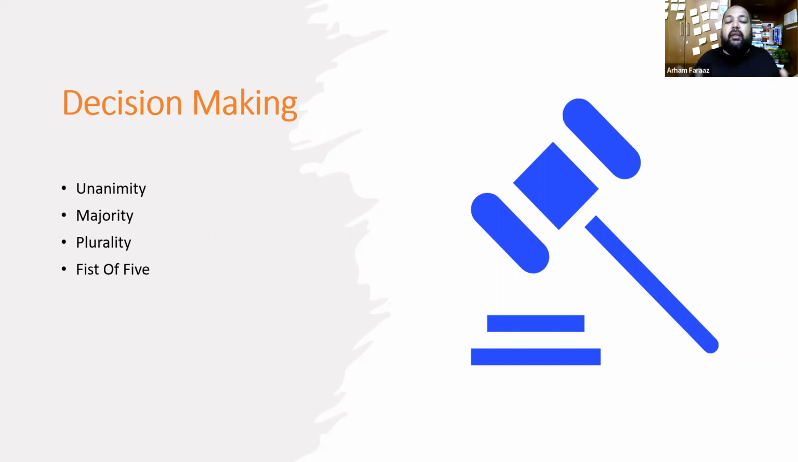So that's the plurality. And then there's the fist of five. Fist of five says that when you're going to do a kind of voting, you open the fist and say five, which means 100%. If the fist is closed, it's like no, I'm against this. So five being 100%, closed fist being no. So say two fingers means I'm like 40% leaning towards what you're saying, right? So all these decision making techniques help you in making decisions faster, reach consensus, and keep the work moving forward.